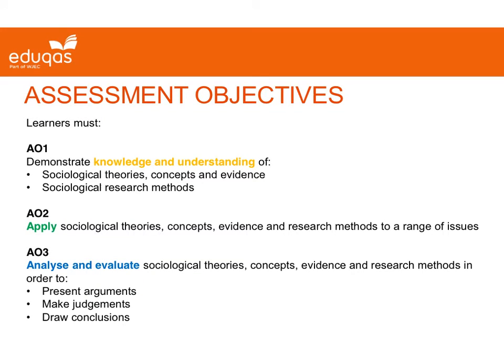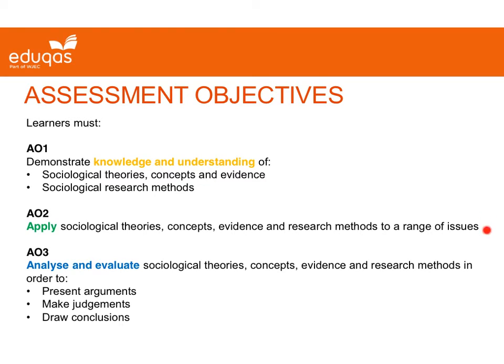So the first assessment objective, AO1 or assessment objective number 1, focuses on your knowledge and understanding of this particular subject. And in order to demonstrate knowledge and understanding of sociology, you've got to know about sociological theories, key terms and concepts, and also sociological evidence. What I mean by that are relevant examples and key studies. And then finally, you also need knowledge and understanding of how sociologists do research.